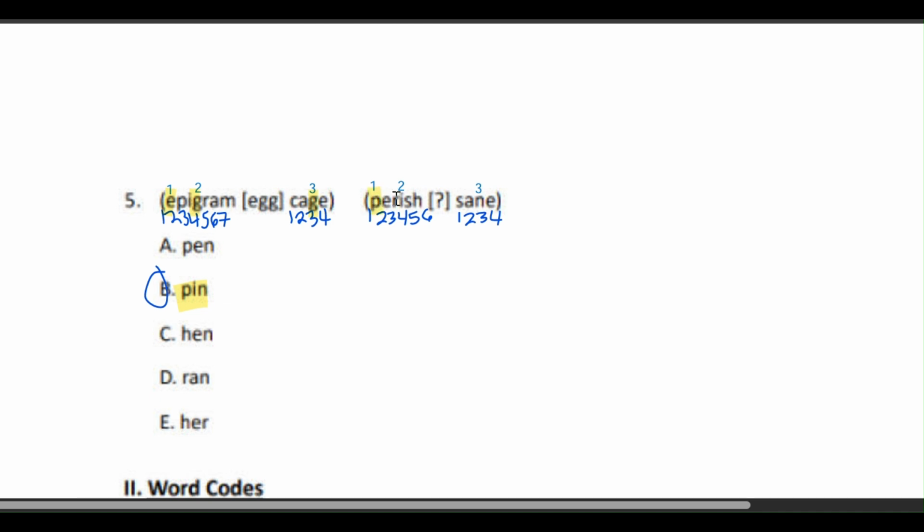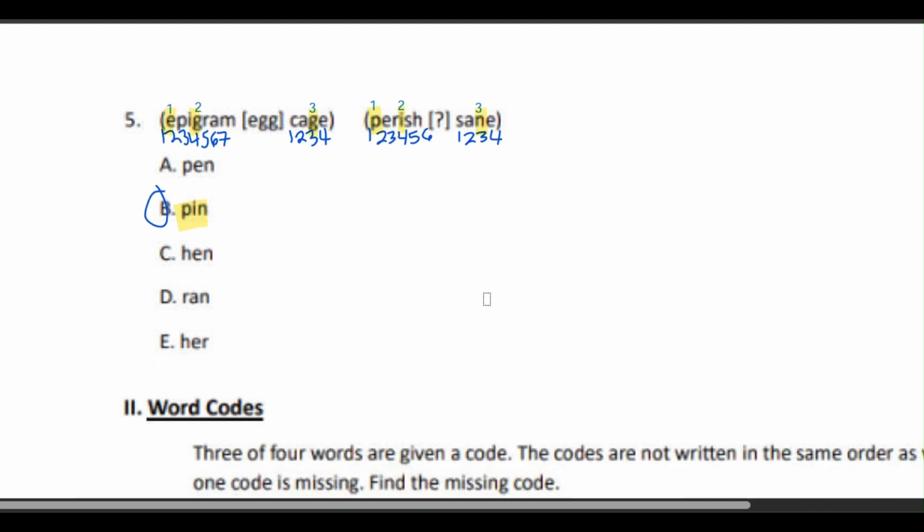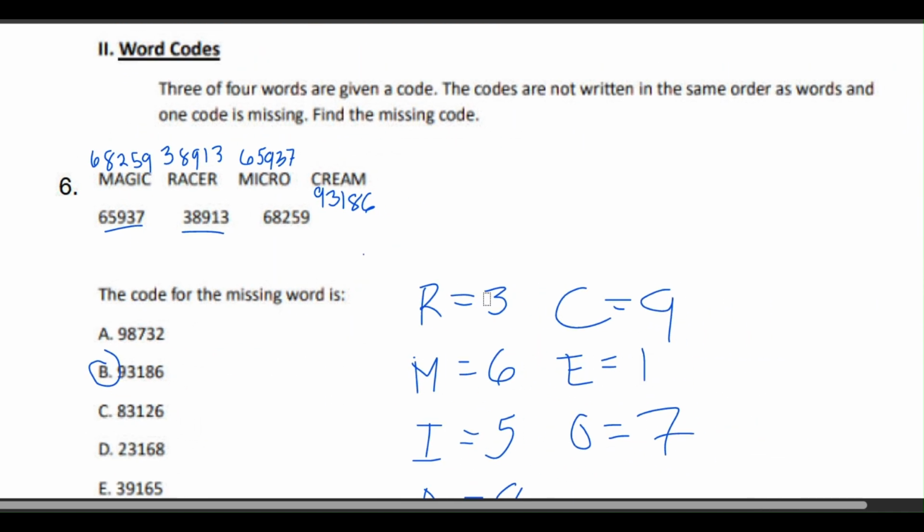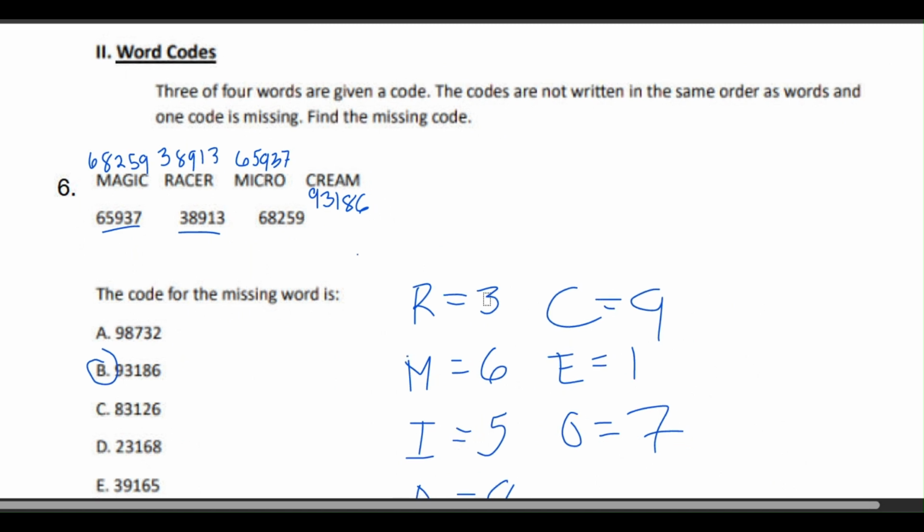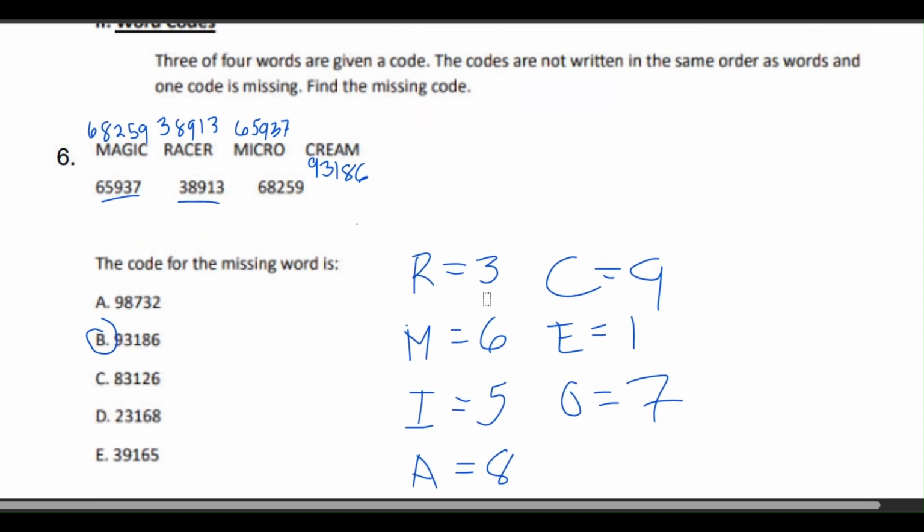P and I are in parish, 2 letters. N is in sane, 1 letter. That 2 to 1 pattern is what we're looking for. Question 6, word codes. 3 of 4 words are given a code. The codes are not written in the same order as words, and 1 code is missing.